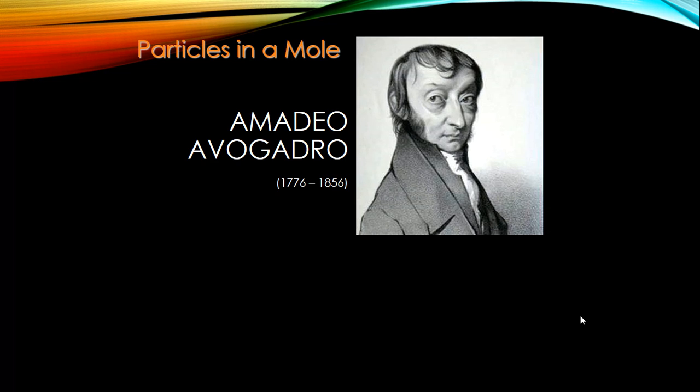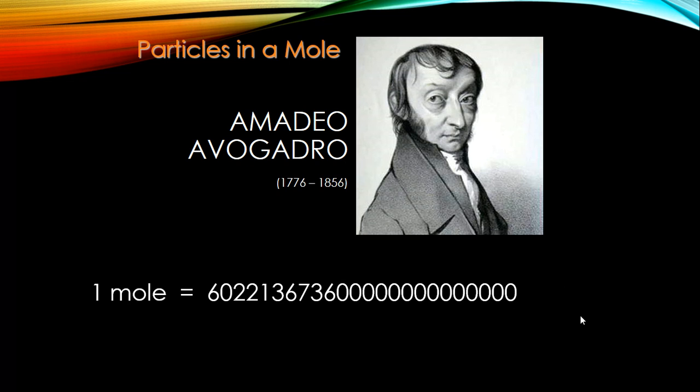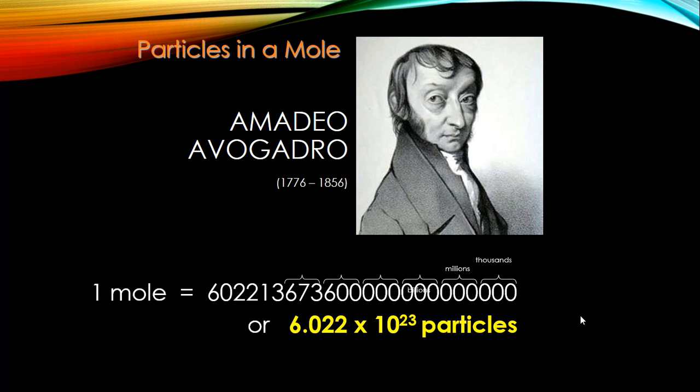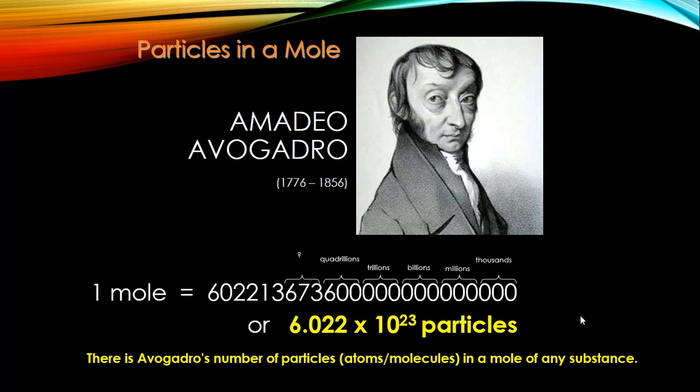The person who kind of led to this was Amadeo Avogadro. And he said that 1 mole was equal to a lot of particles, or 6.022 times 10 to the 23rd. If you look at how it's broken up, it's way, way bigger than trillions or quadrillions, right? So 6.022 times 10 to the 23rd in scientific notation is how we talk about Avogadro's number. There's that many particles, again, either atoms or molecules, in a mole of any substance.